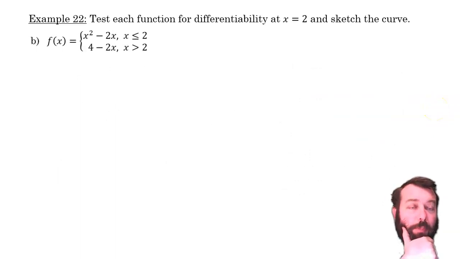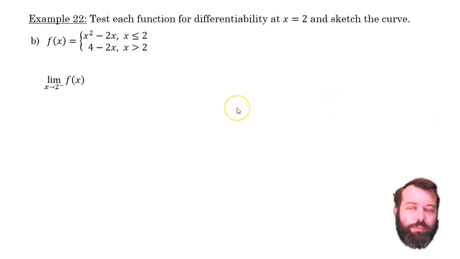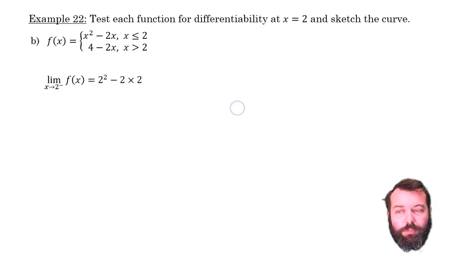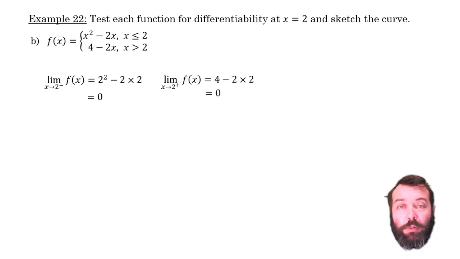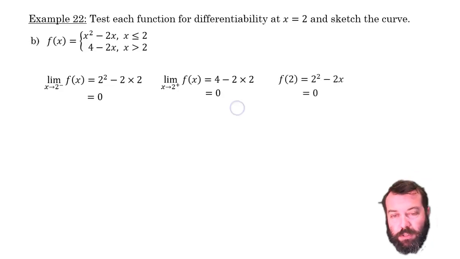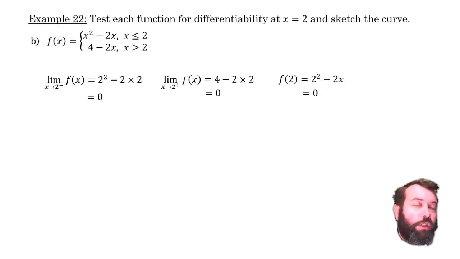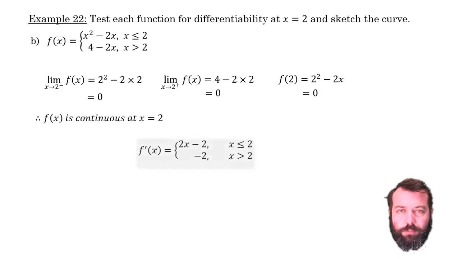Now, here is a different piecewise defined function. Similar, but different. First of all, we test for continuity by approaching the point from below, and I get 0. Approaching from above, 4 minus 2x, I get 0. That's great, and we try the value of the function as well. That should be equal to 0 for this to work. The function of 2 is equal to 0, so this function is continuous at x equals 2. That's a good start. Now we need to test for smoothness.